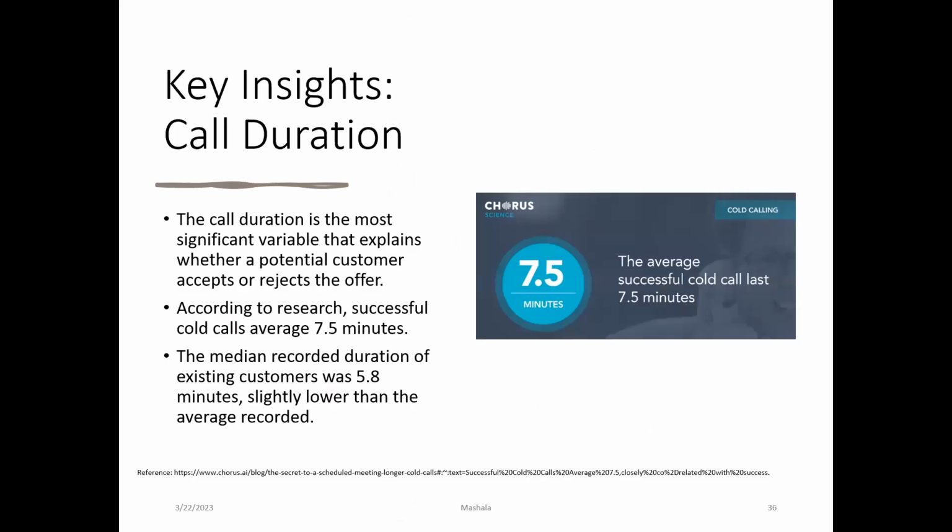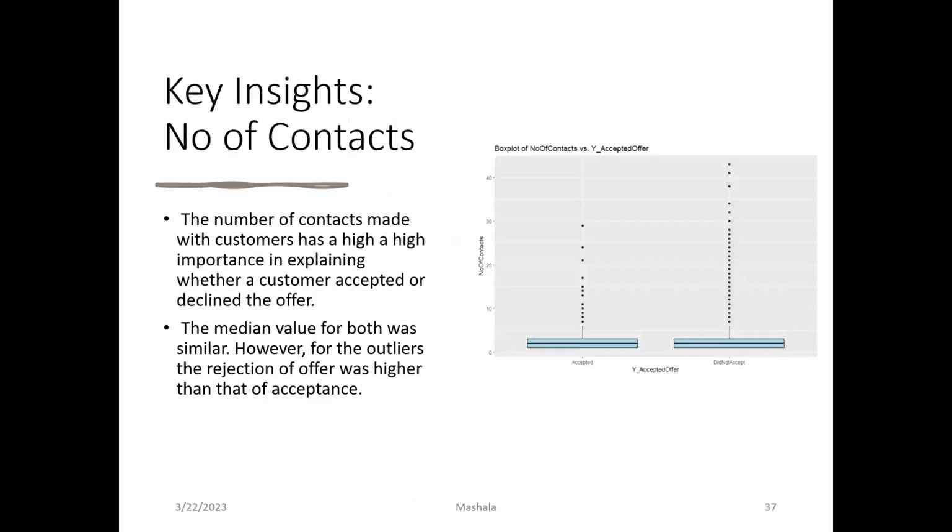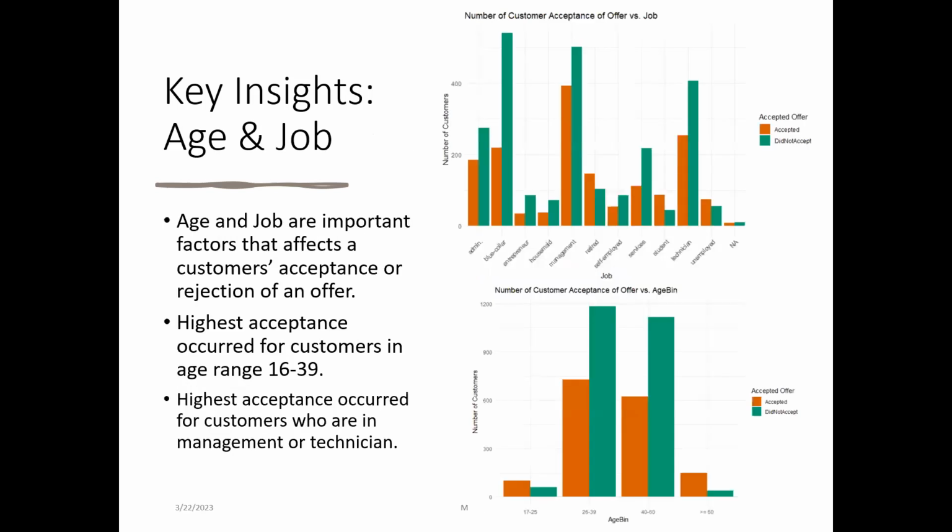In terms of the key insights from the exploratory data analysis and evaluation of the model, it was found that the call duration is the most significant. According to research, successful calls normally average around 75.5 minutes, and the median recorded for the duration of existing customers was found to be 5.8 minutes, which is slightly lower than the average recorded, which is good. In terms of the number of contacts, the means are both the same. However, the customers who did not accept have higher outliers than those who accepted.